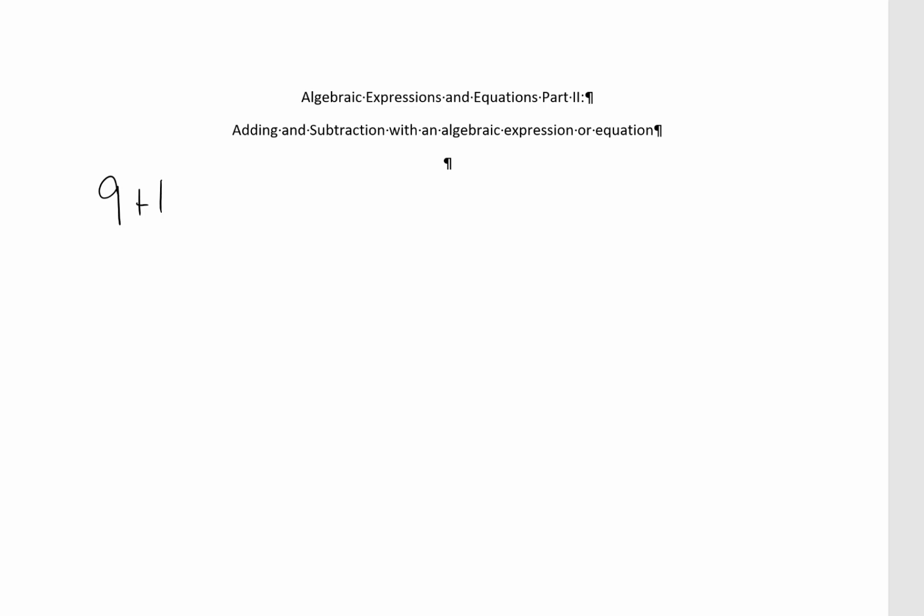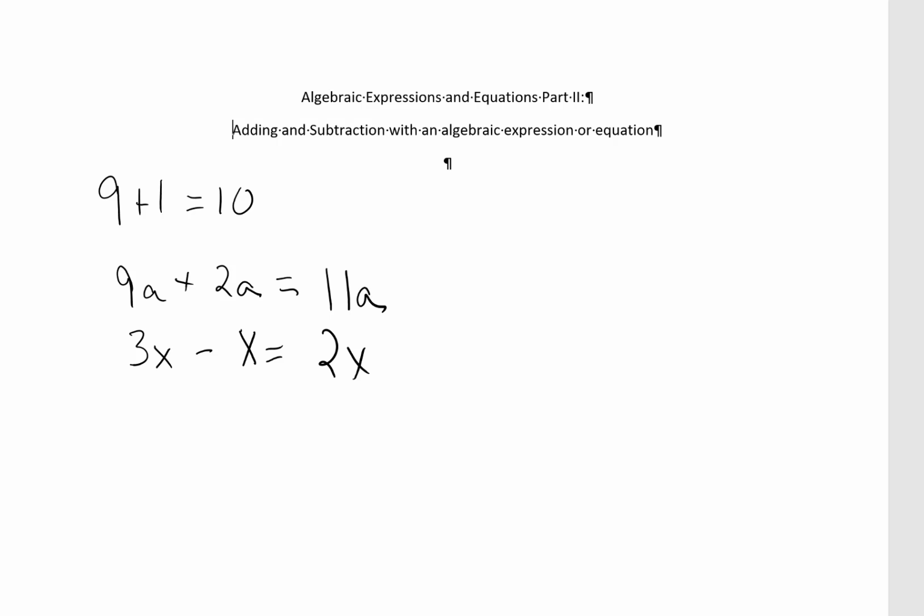So we understand 9 plus 1, well, that gives us 10. We've learned that. But also, if I had 9a plus 2a, that would give me 11 a's. Again, because a takes the place of a number, we can just add 9 a's to 2 a's to give us 11 a's. And if I had 3x minus an x, I'd be left with 2x's. So the same would work with subtraction.